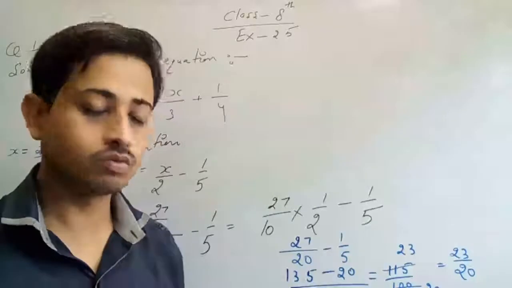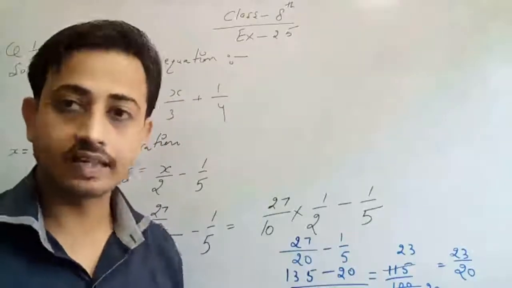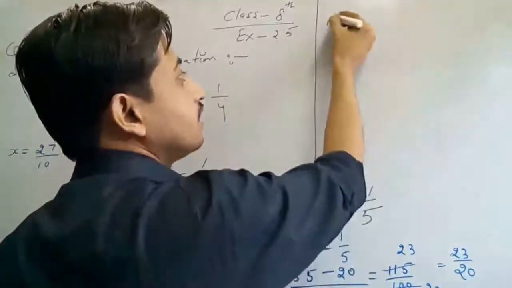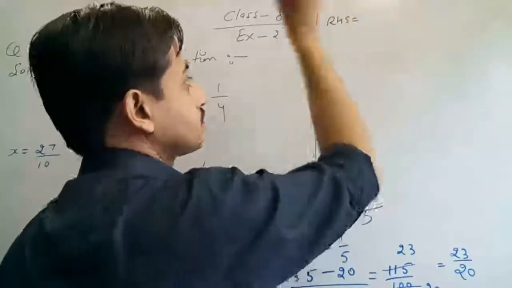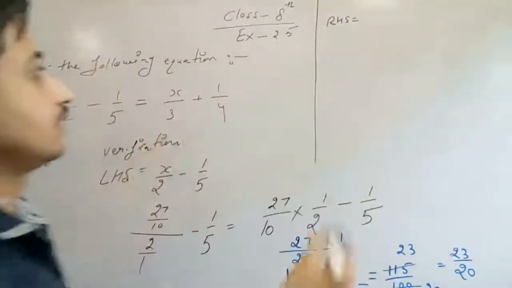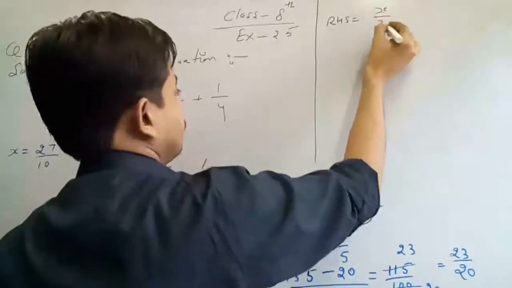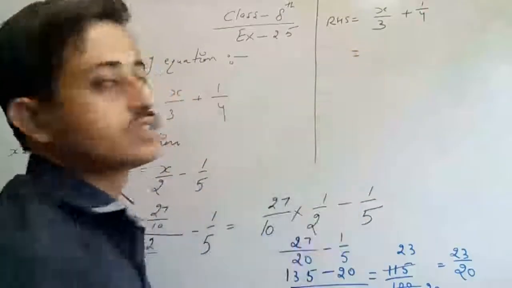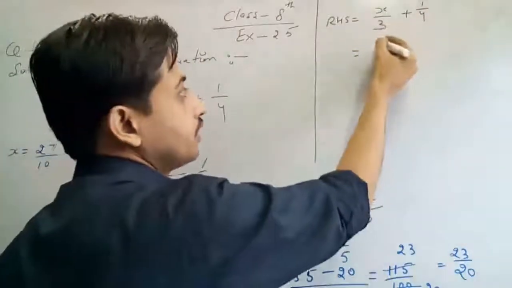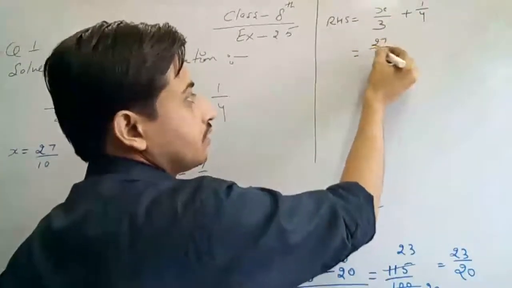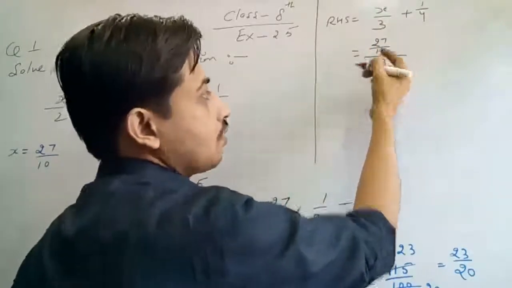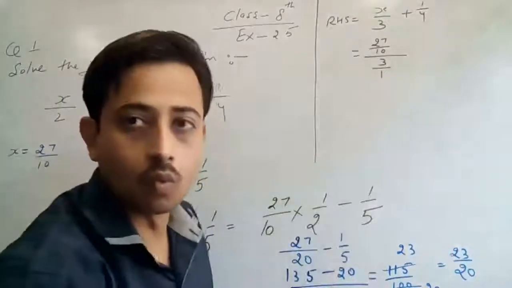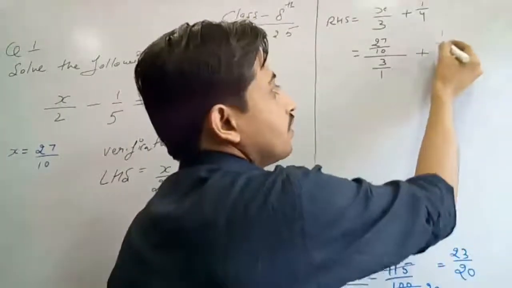Now what we have to do? We also have to check the right hand side. So I am taking the right hand side, which is x by 3 plus 1 by 4. And what's the value of x? 27 by 10. Put it here. 27 by 10 over 3. I am going to make it rational, so I am writing 3 as 3 by 1. So this is 1 by 4.